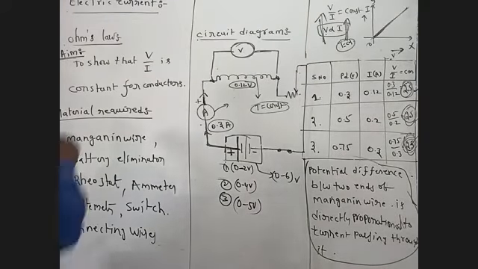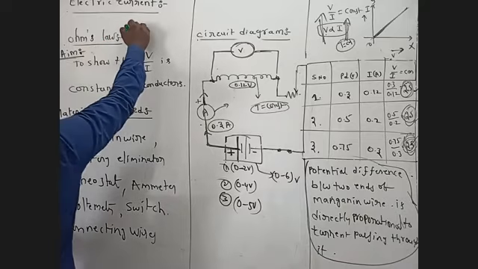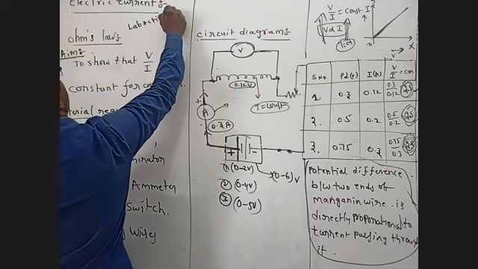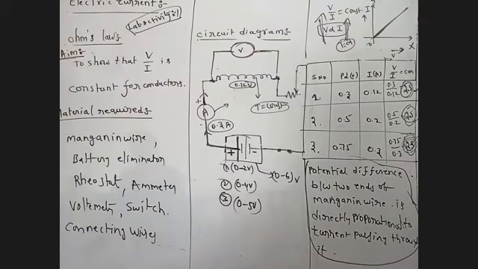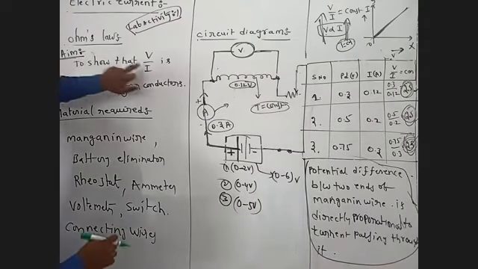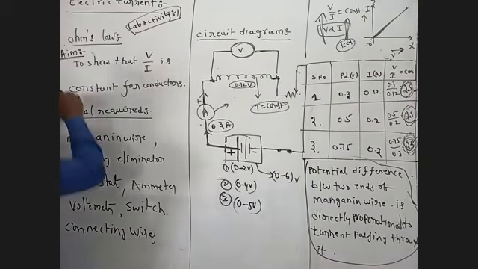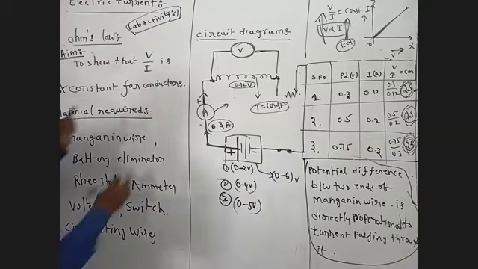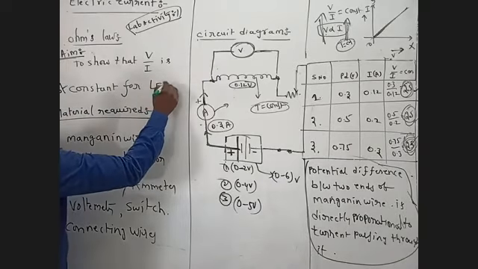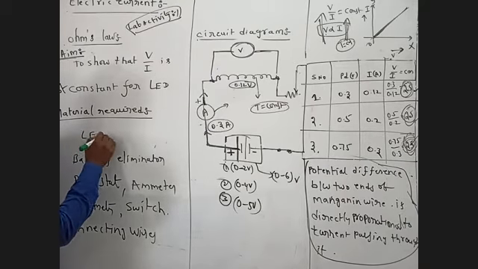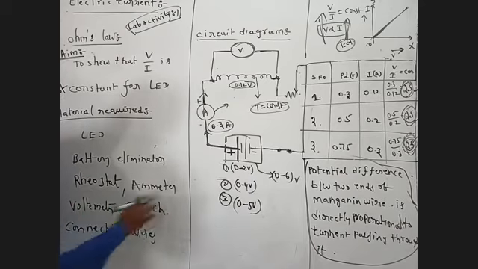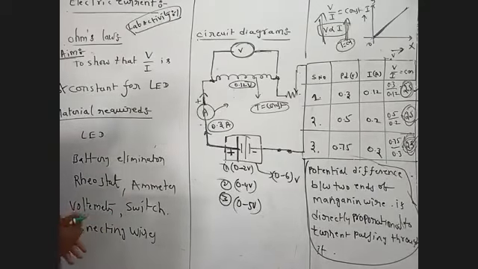This is Lab Activity 1. Next, the second one. What is the second one? To show that V by I is not constant for LEDs. The metal wire, the magnet wire, is not required. Required are an LED, battery eliminator, resistor, ammeter, voltmeter, switch, and connecting wires.